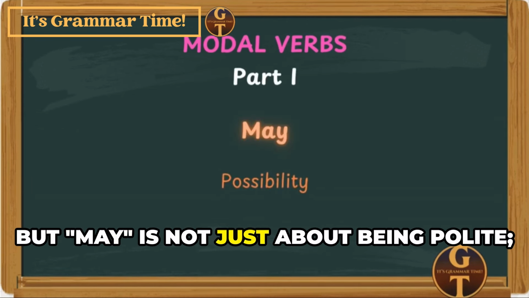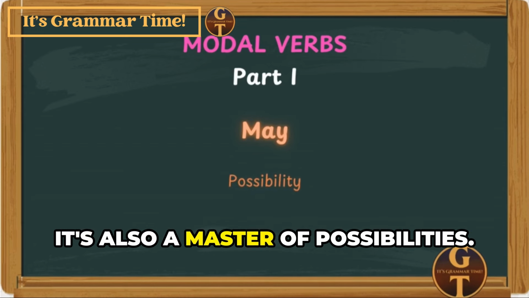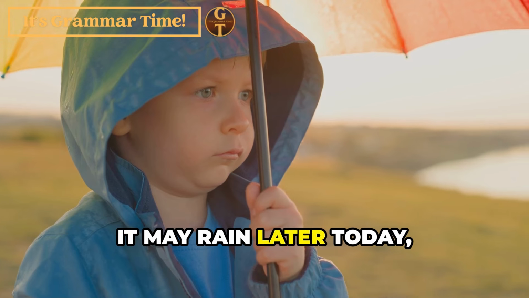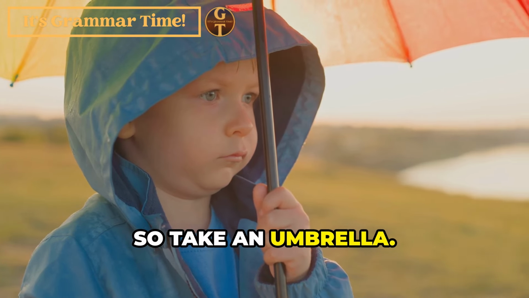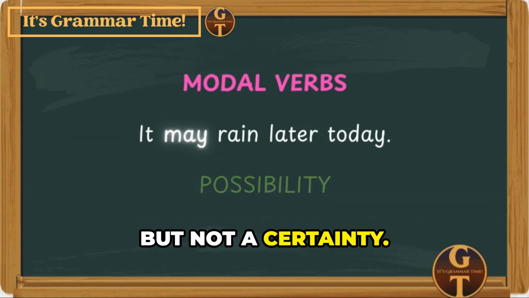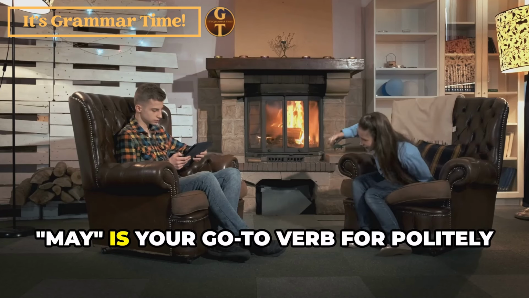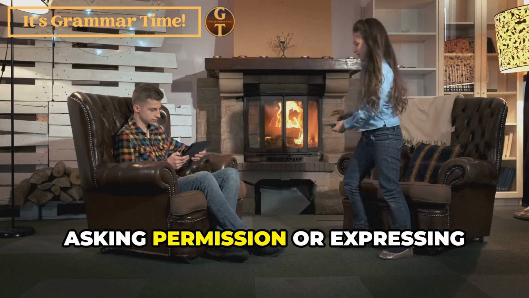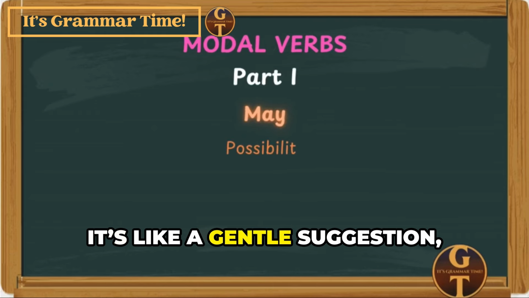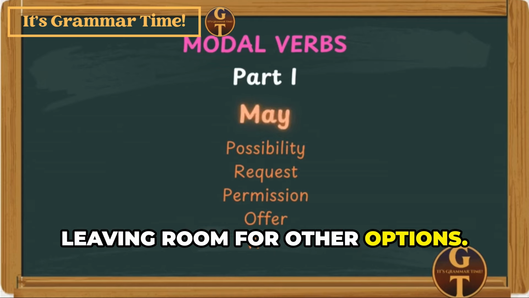But may is not just about being polite. It's also a master of possibilities. For example, you might say, it may rain later today, so take an umbrella. Here, may tells us that rain is a possibility, but not a certainty. Remember, may is your go-to verb for politely asking permission or expressing possibilities that are not certain. It's like a gentle suggestion, leaving room for other options.